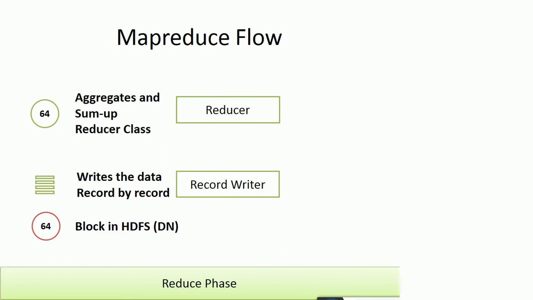Just remember, initially the data was in HDFS in the form of 64 MB blocks. Finally the output is again stored in 64 MB blocks in HDFS. The intermediate output produced by the mapper phase is stored on the local machines, not in HDFS. Just remember this. The map phase output is written on the local machine because it is temporary. As soon as the whole output has been transferred to the reduce phase, that temp folder gets emptied. So that is temporary data.